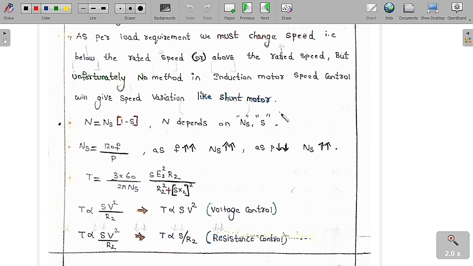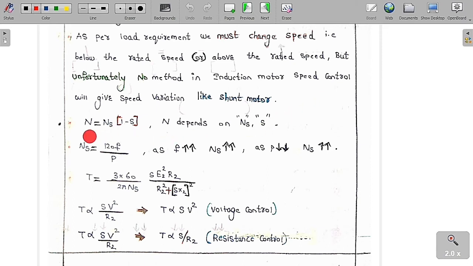So as per the load requirement, we need to give whatever speed the load requires. It may ask for low speed, or sometimes it may ask for high speed. Based on that, we have to change the induction motor speed to the required level asked by the load. But unfortunately, the speed control mechanism of the induction motor is not so good when compared to DC motors, or simply we can say the DC shunt motor. No method in induction motor speed control will give variation like a shunt motor.